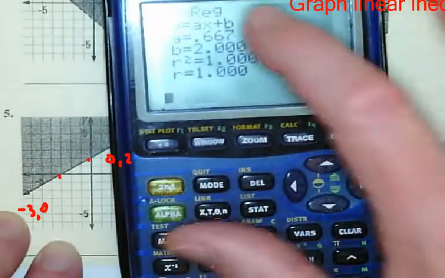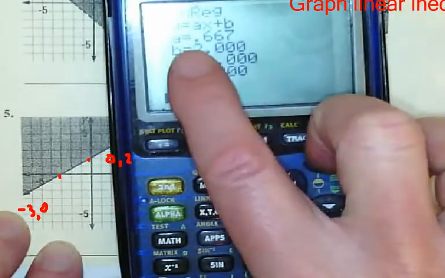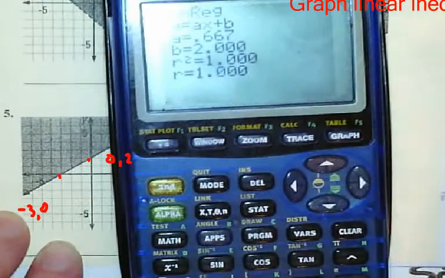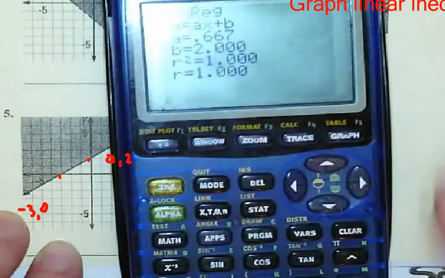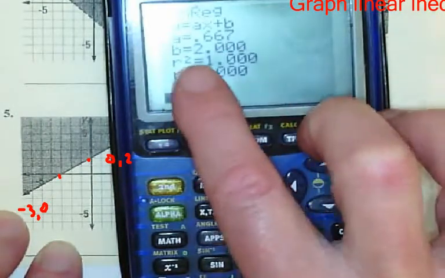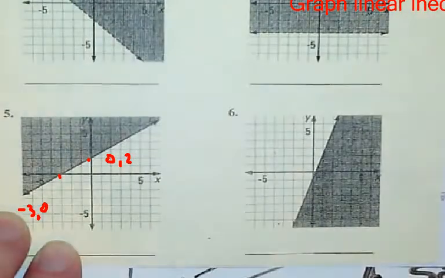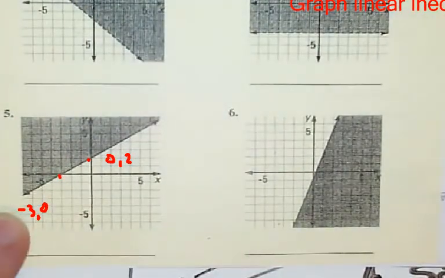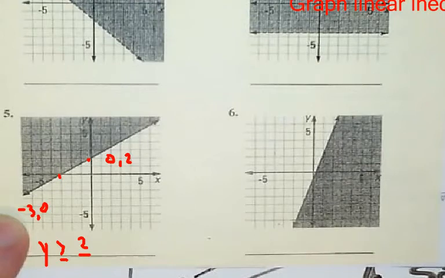And lo and behold, ax plus b. 0.667. That's 2/3. So the slope of this line is 2/3, and then the y-intercept is 2. So, is it a solid or a dotted line? It's a solid line. So I'm going to say y is greater than or equal to, because it's above, and then 2/3 x plus 2. Ta-da! We did it!